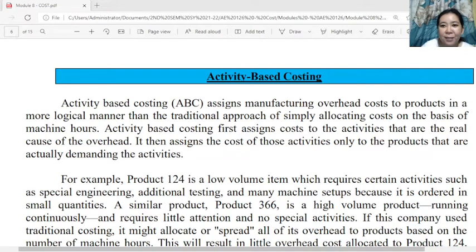Okay, so this next video lecture is still the continuation of our Module 8, Accounting for Factory Overhead. So we are now in the third topic, which is about activity-based costing.